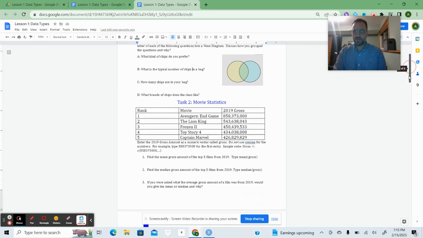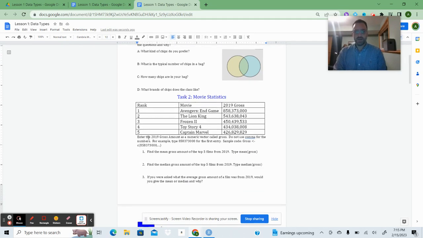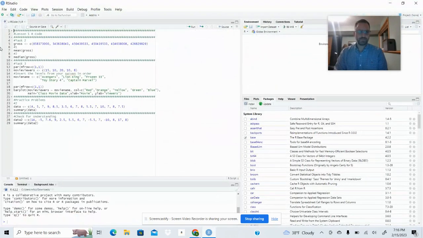So now we're going to actually look at some movie statistics. Here we have the five biggest grossing movies from 2019, and we have the number of them. We're going to find the mean gross of the movies, and we're going to do this with R. One thing that we're going to do is put in these five things as a numeric vector, but we're going to take the commas out of each separate number and only put them between each movie. So here is what I mean by that.